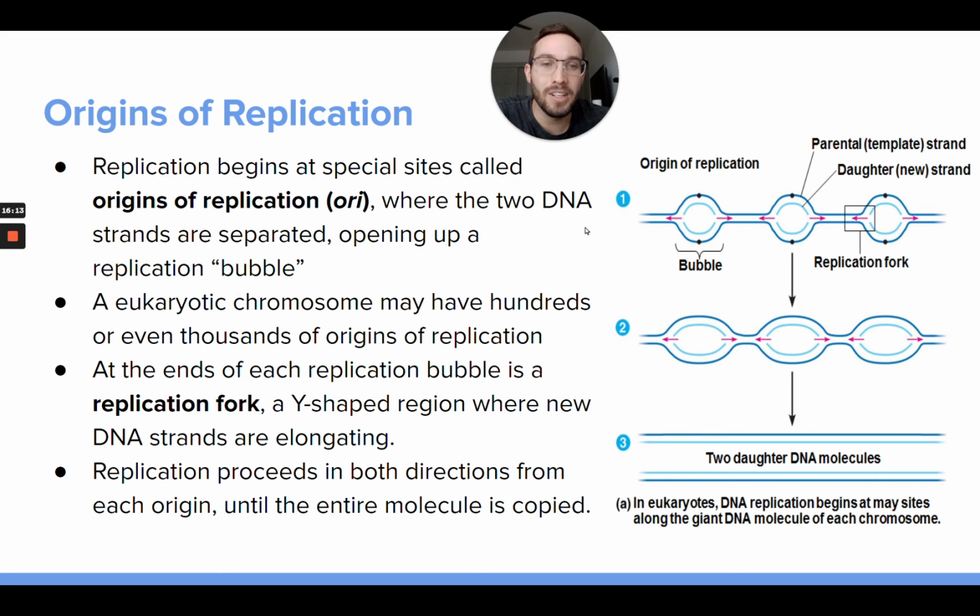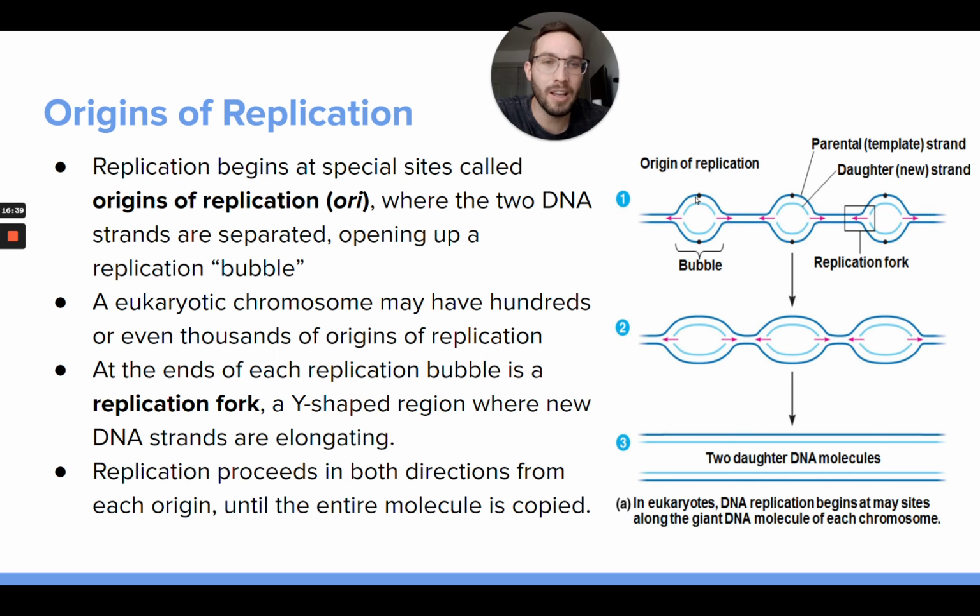So DNA replication, if you have a DNA strand, it's going to start at locations called origin of replication, or ORI for short. And that's a spot on a DNA molecule where we're going to start replicating the DNA. And so that's where the two strands are going to first separate. And then we're going to start copying those two strands in both directions so that we end up with two new DNA molecules.